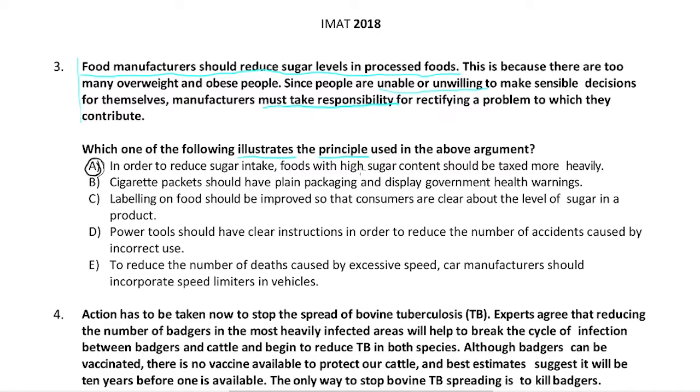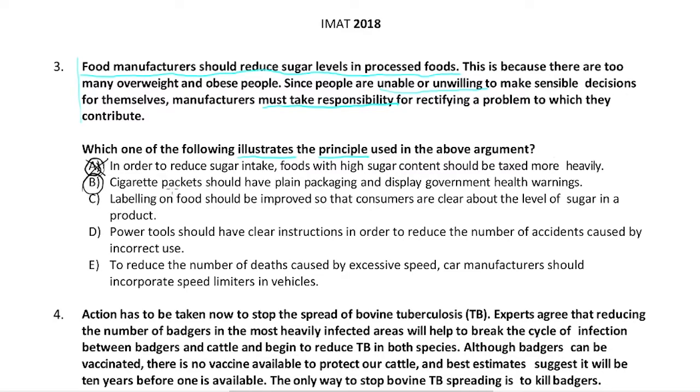But even though the food is more taxed, this does not change anything, because even if a given food costs more, people would continue to eat it and buy it, because they are unable or unwilling to make sensible decisions. So this is not something the author would say is a possibility, because people would continue to buy these sugary foods. So we can eliminate letter A.